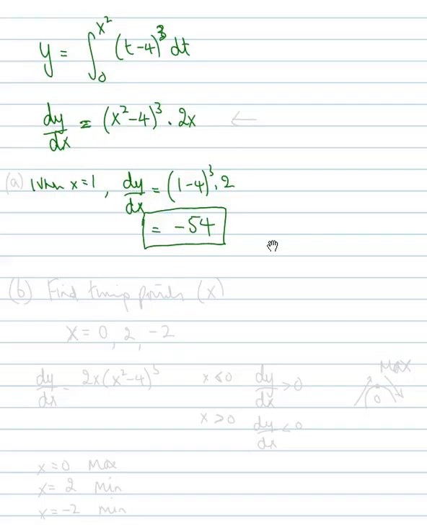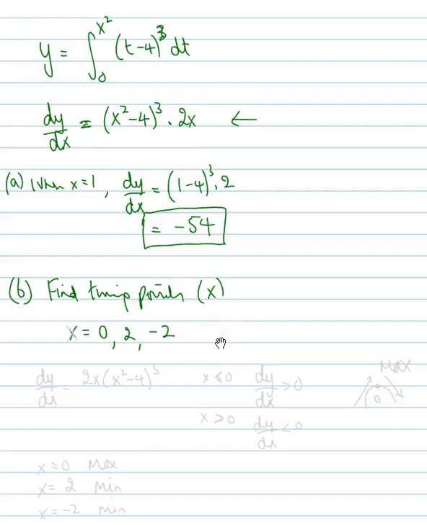Okay, and then the second part of the question, so that was part A. The second part of the question says find the x coordinates of the turning points. So here's the function, dy/dx equals (x squared minus 4) cubed times 2x. So the turning points are x equals 0, x equals 2, or x equals minus 2.